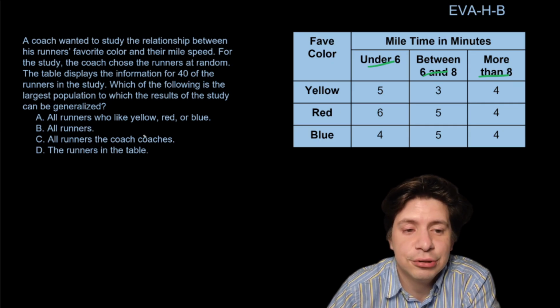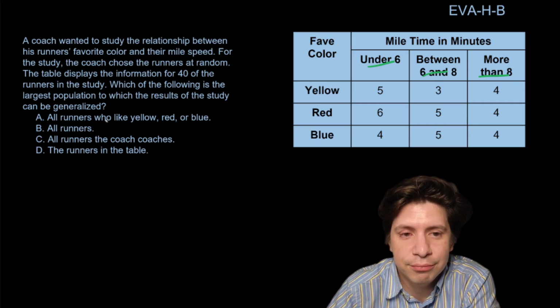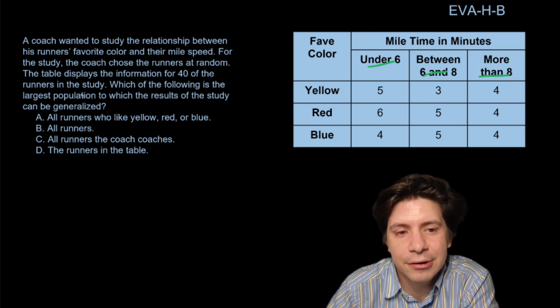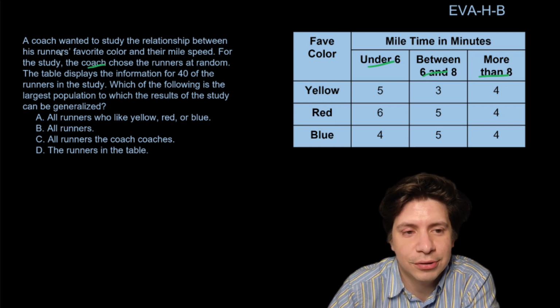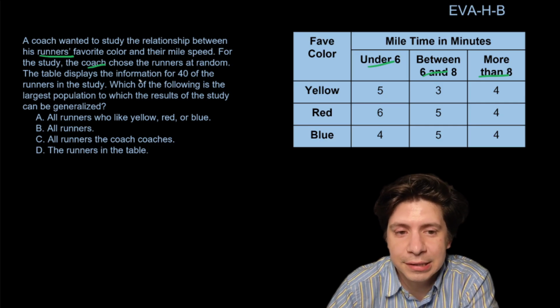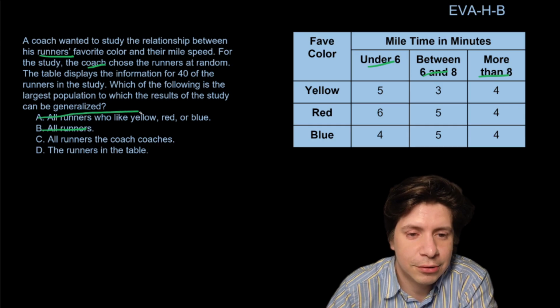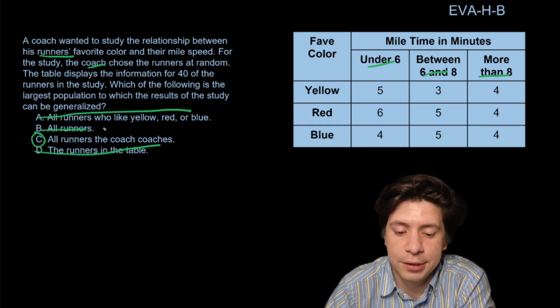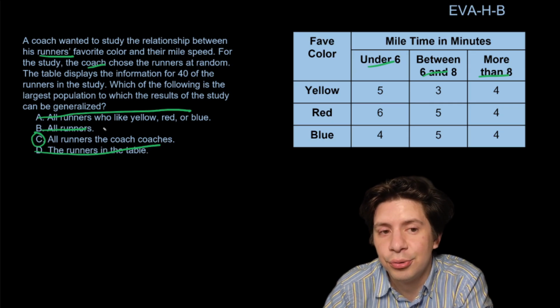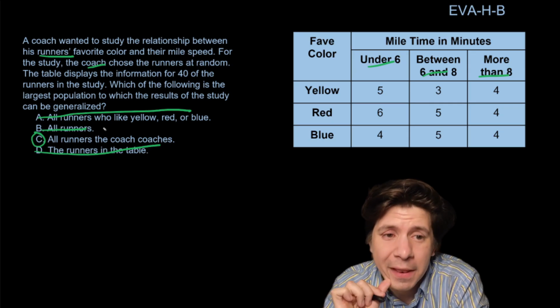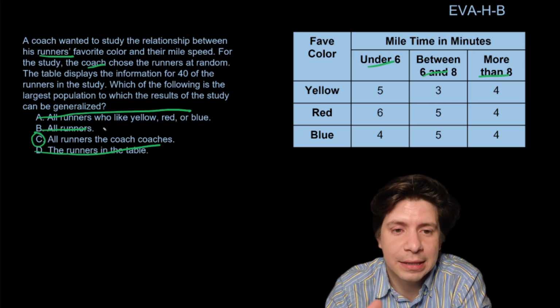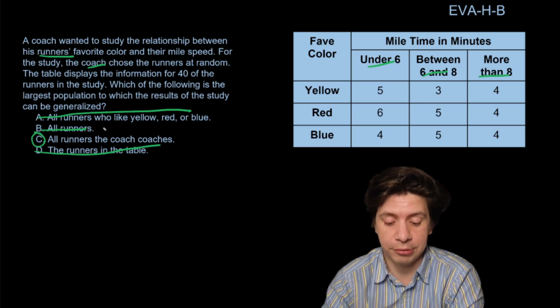So I think the issue people would have is they would choose all runners, but the limiting thing here is that the coach is choosing his runners, right? So it's his students or trainees or however you want to call it. So it's really not all runners in general, it's all runners the coach coaches. For whatever reason, there might be a correlation there with color. Okay, so here you want to be careful and think about where we're getting the sample from. We're getting it only from his runners, not from all runners in general.